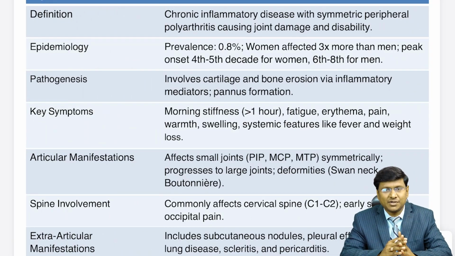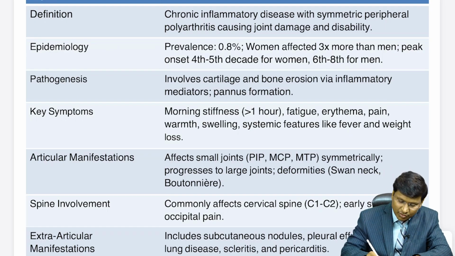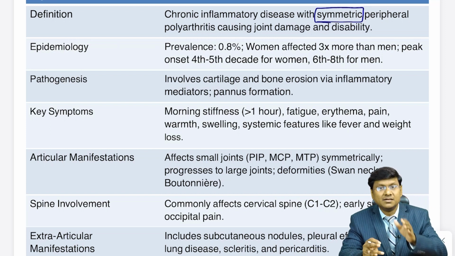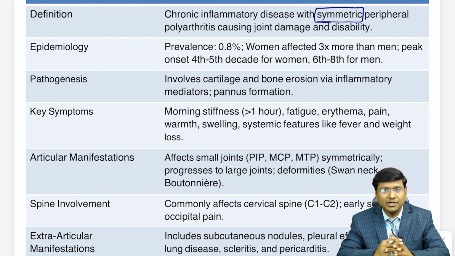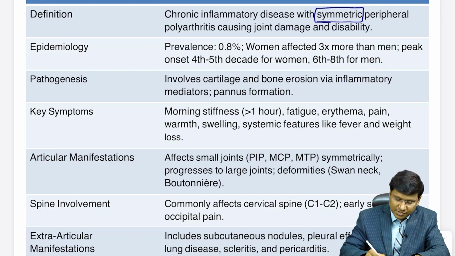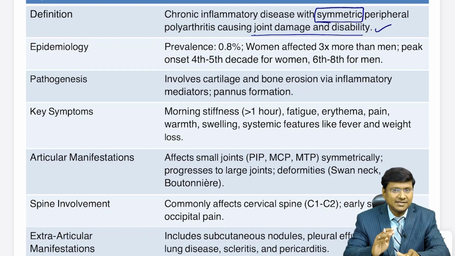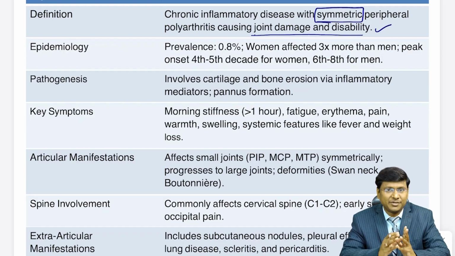It is an inflammatory disorder. It is an autoimmune disorder. Mainly you have the involvement of the small joints, and it will be symmetrical peripheral polyarthritis, causing joint damage as well as disability. So that is the definition of rheumatoid arthritis.